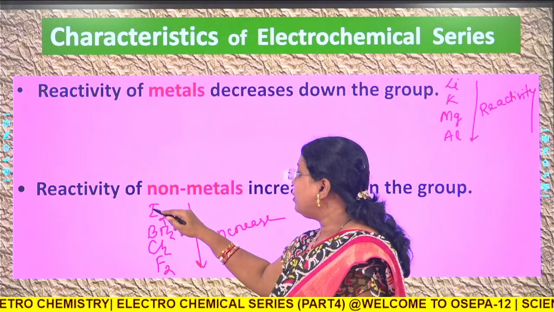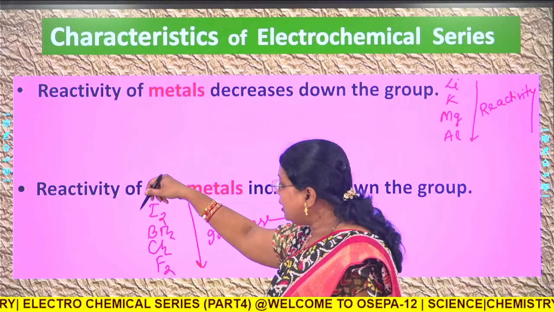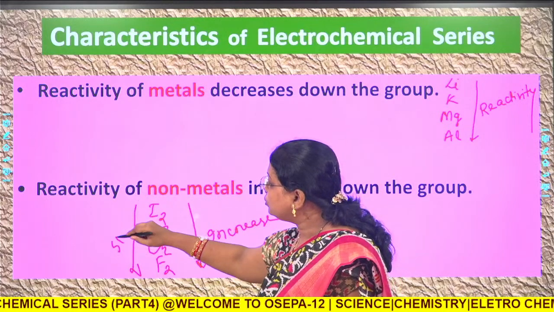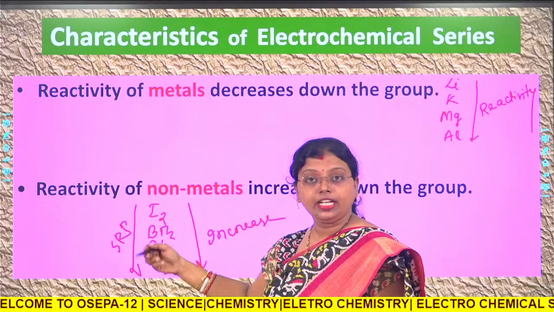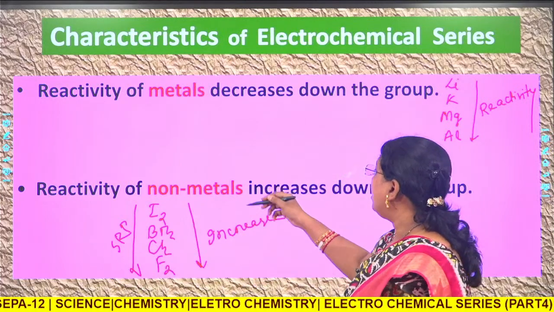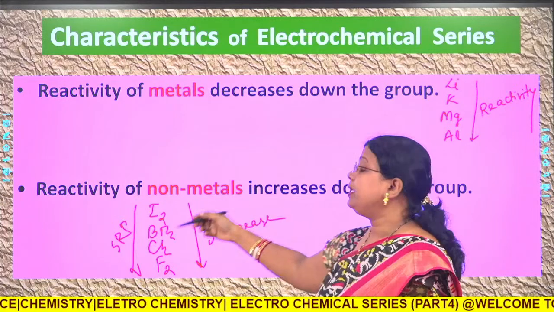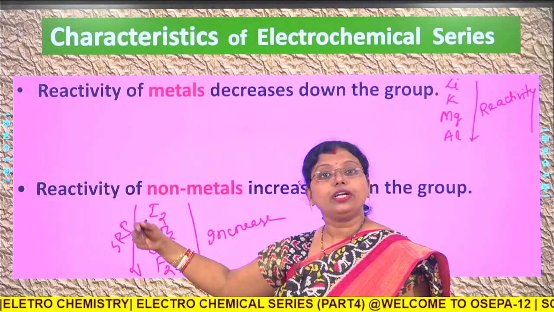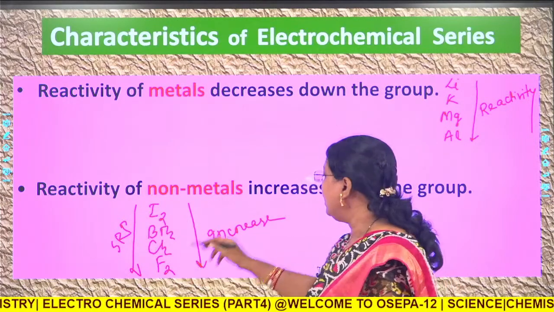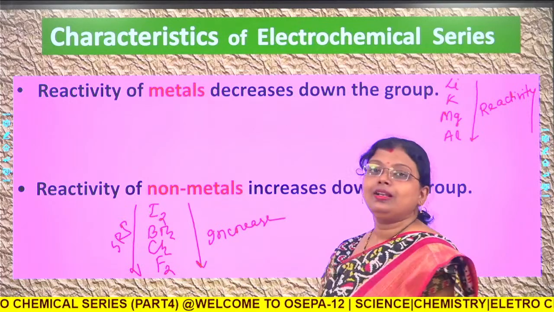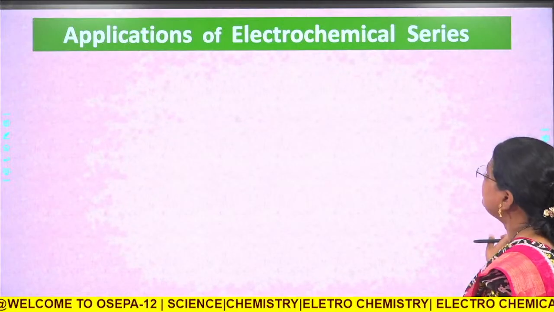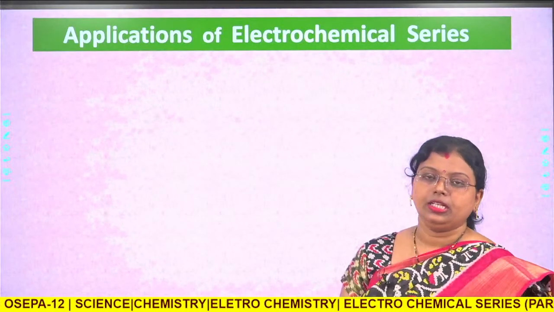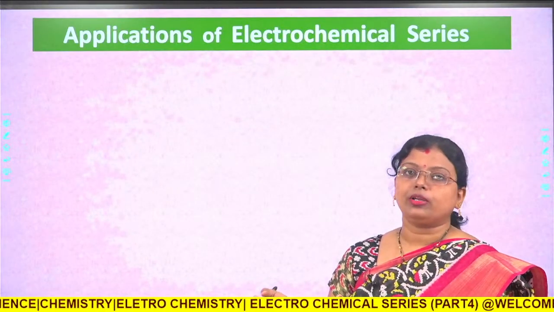That means for reactivity, what will happen? Here the reduction potential value goes on increasing. That means the tendency to undergo reduction increases, and we know the reactivity of non-metals depends upon their tendency to undergo reduction or gain electrons. That's why the reactivity will follow this order. Then the applications of the electrochemical series.